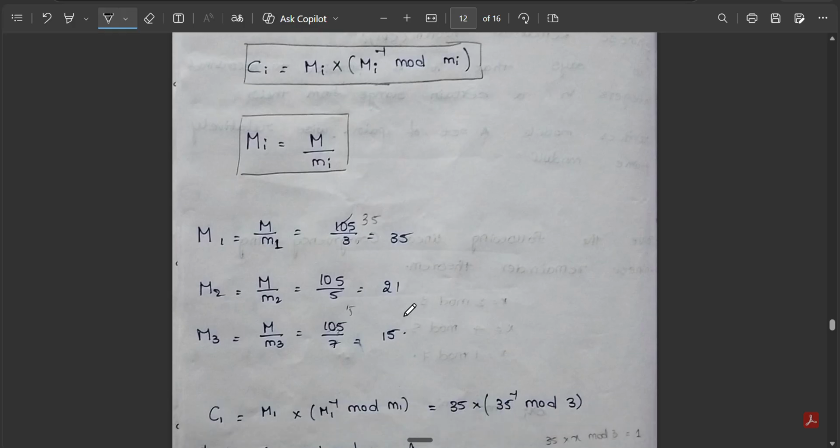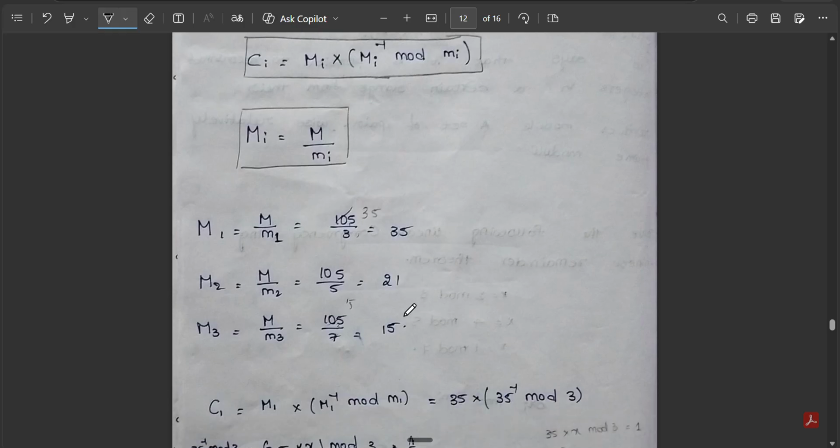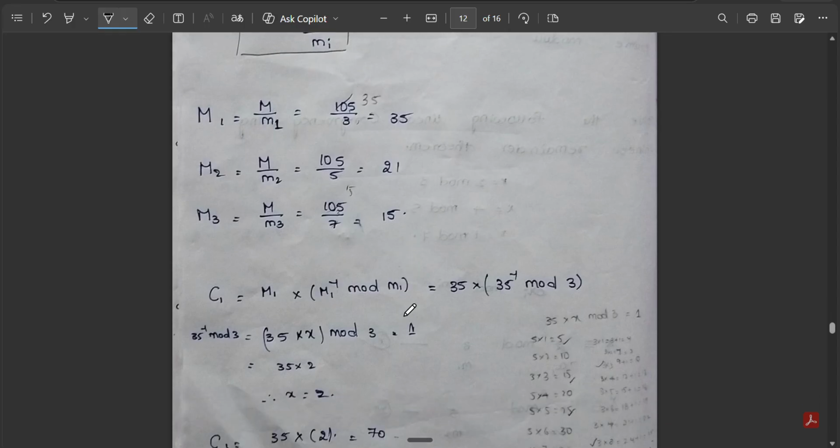Similarly, you have to find the values for M2 and M3. After figuring out these values, then we have to find the values of C1, C2 and C3. So for C1, the formula is M1 into M1 inverse mod m1. So the value is 35 into 35 inverse mod 3. And as I told in the previous question how to find the value of inverse, 35 inverse mod 3 is equal to 35 into x mod 3 should be equal to 1.